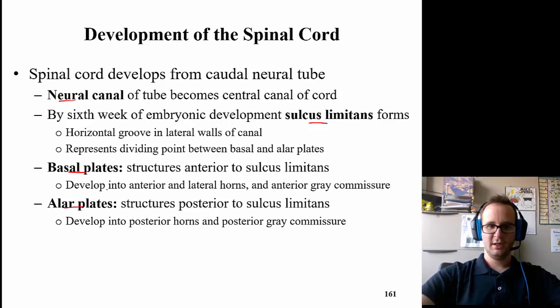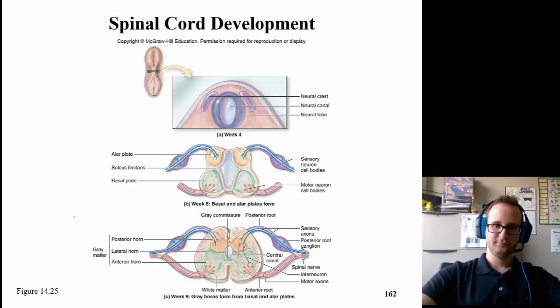And so there's something that's a little bit difficult here. The basal plates are going to actually develop into the anterior horns, and the alar plates are going to develop into the posterior horns. So basal is going to be more anterior, and alar is going to be more posterior, or towards the back. And so if you can just remember, anterior is not alar. So that way, hopefully, you can get that question right if there is that question on the exam.